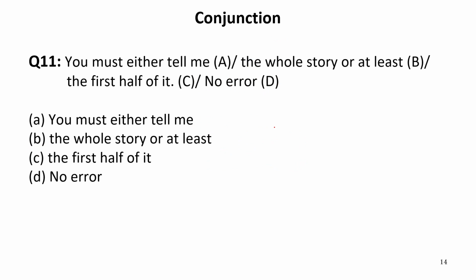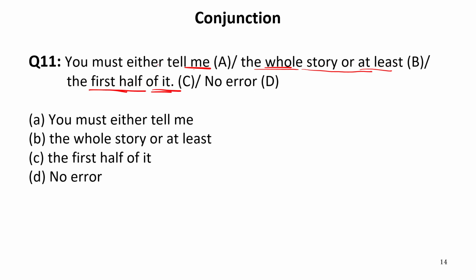You must either tell me the whole story or at least the first half of it. Now in this sentence, we can see you must either tell me the whole story. So either or are again used with the options. Now the pair either or is absolutely correct. Now when it comes to the position of either or, they should be placed before the options. Here the options are the whole story or at least the first half of it. So these are the two options of telling the story.